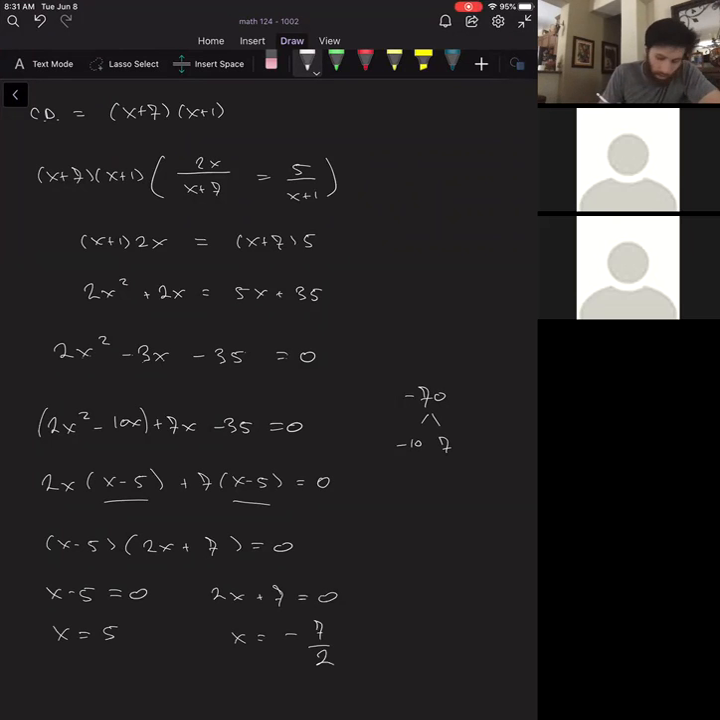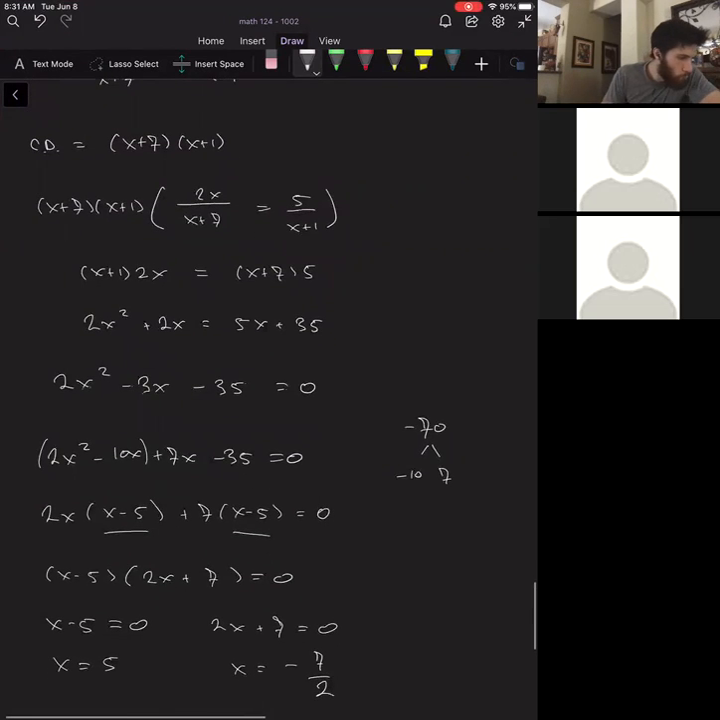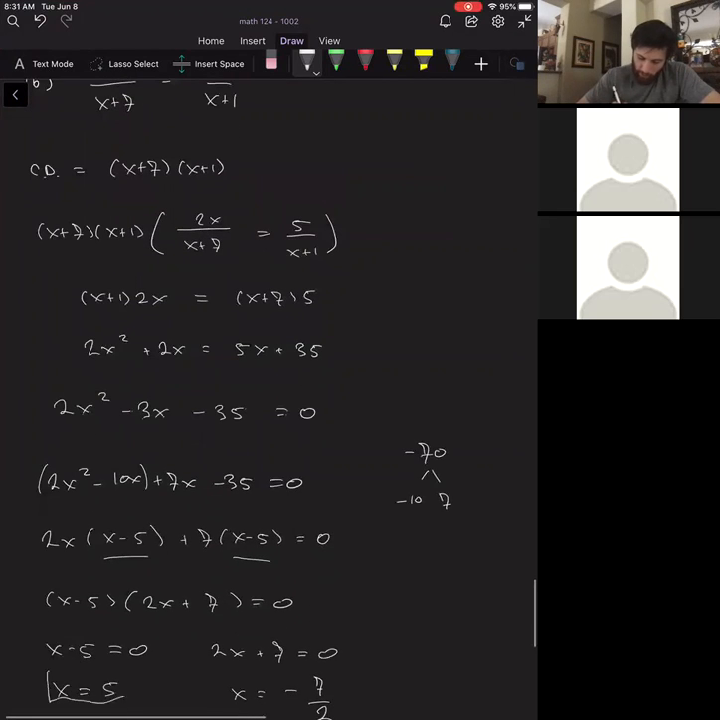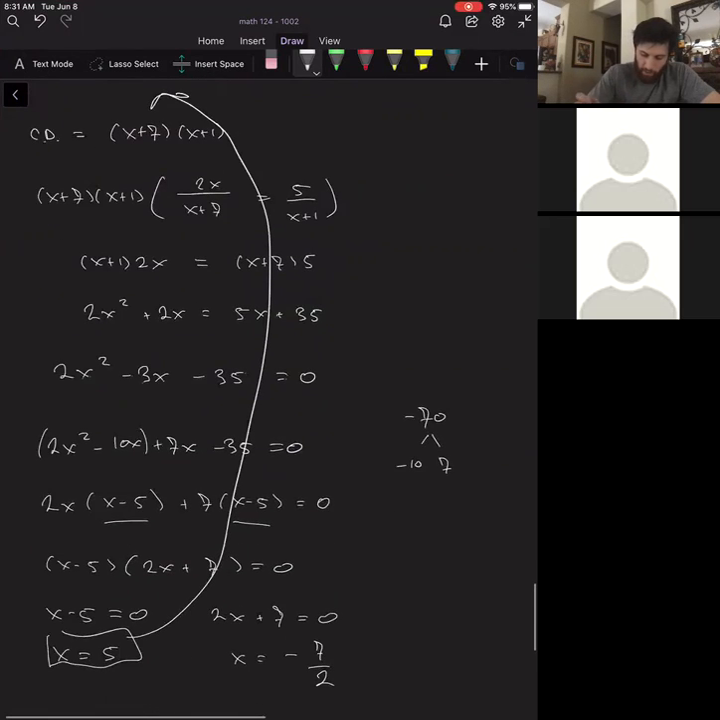All right. What number was this? 16. So now we look back at the problem. If we plug in 5, that's not going to give us 0 in any of the denominators. So 5 is okay. We don't have to worry about that.